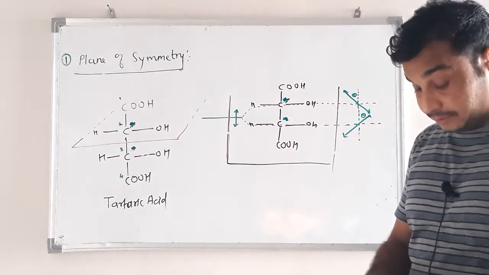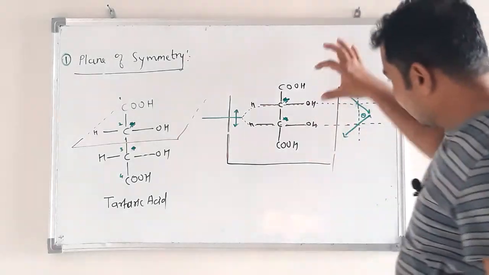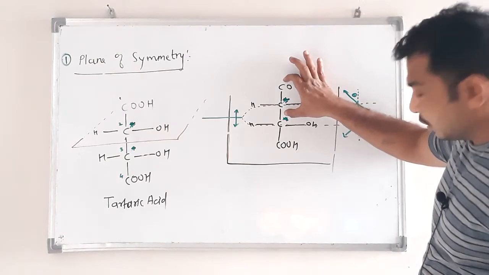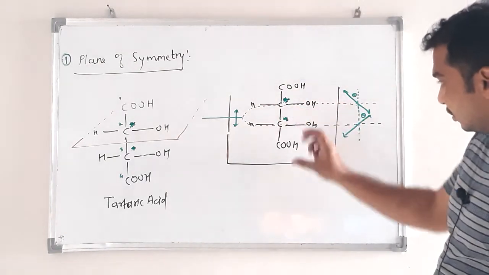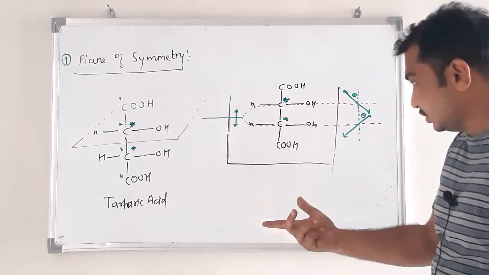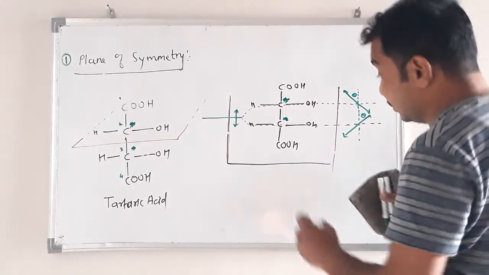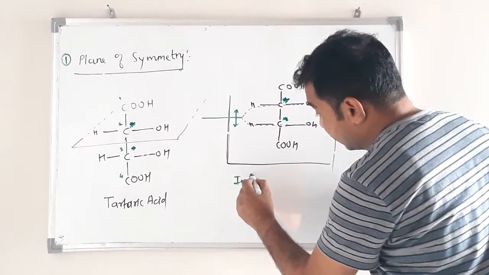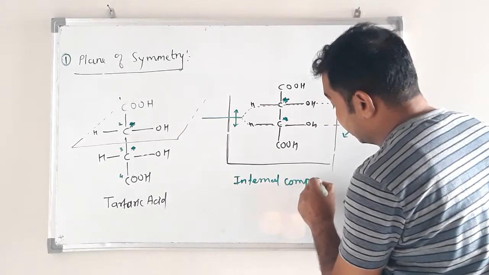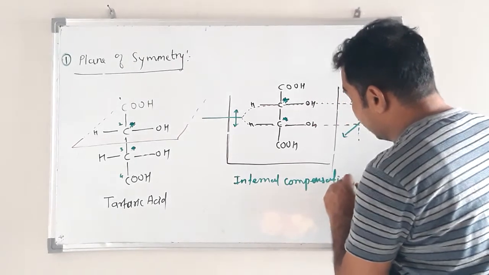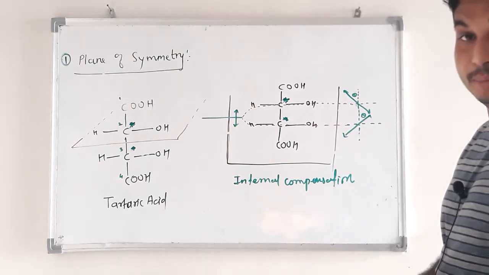Okay, clear? Next, second one. Now, the upper part rotates, for example, toward the right side, and the lower part rotates toward the opposite side. This is called internal compensation. That is called optically inactive due to internal compensation. Okay.